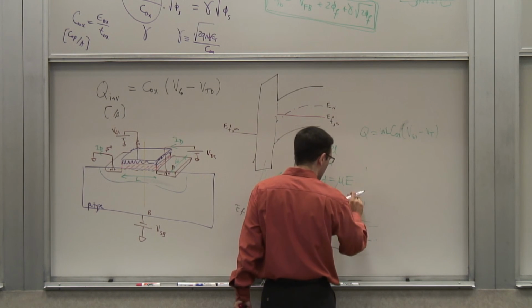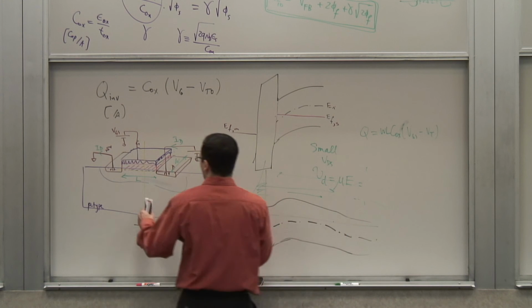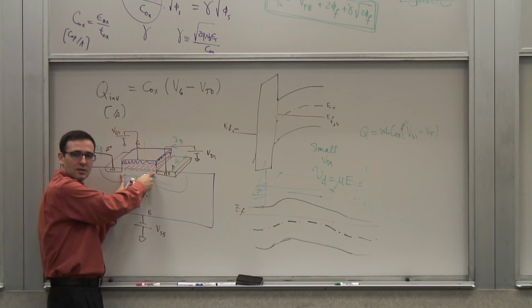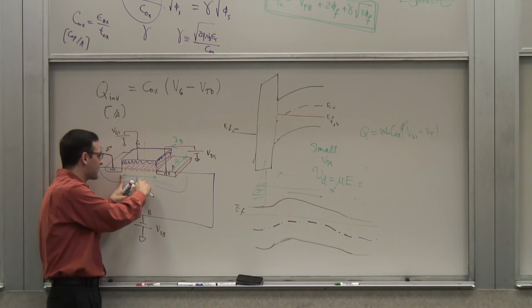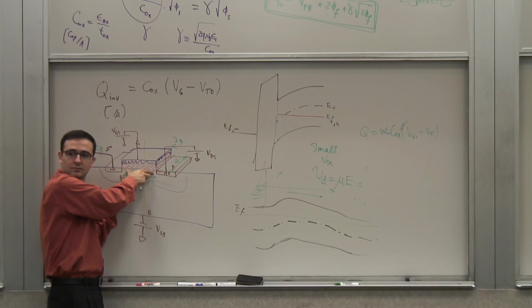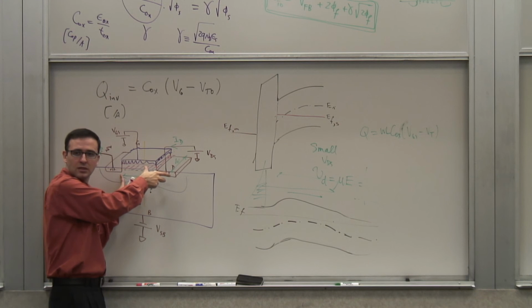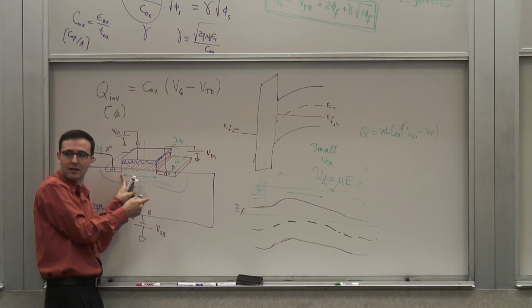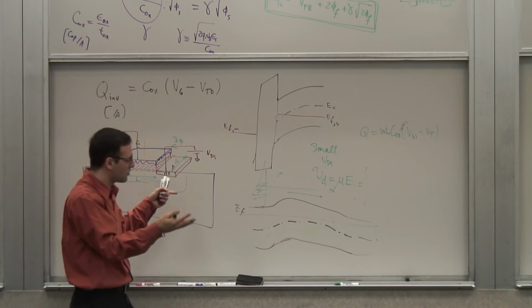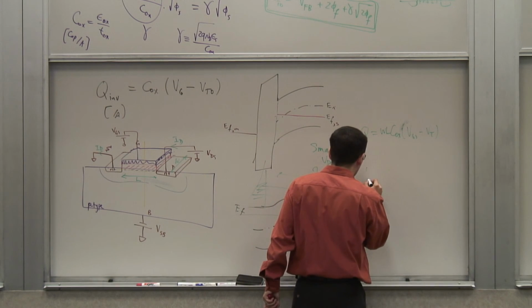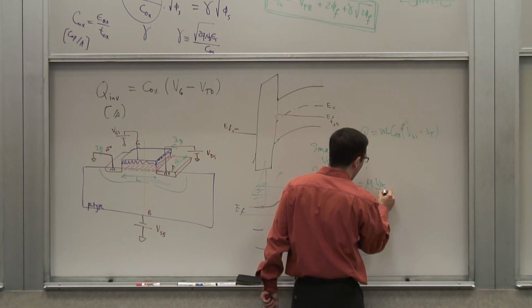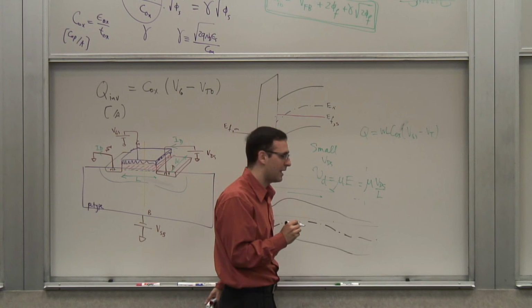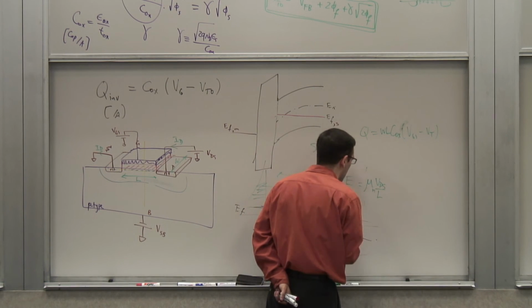First, if the electric field is constant across this, is it fair to say E times L is VDS? Right? The voltage drop across here is E times L. Otherwise, it would be the integral of E dL. I assume it's constant, so it becomes E times L. So this becomes VDS over L, and this is mu n because there are electrons.